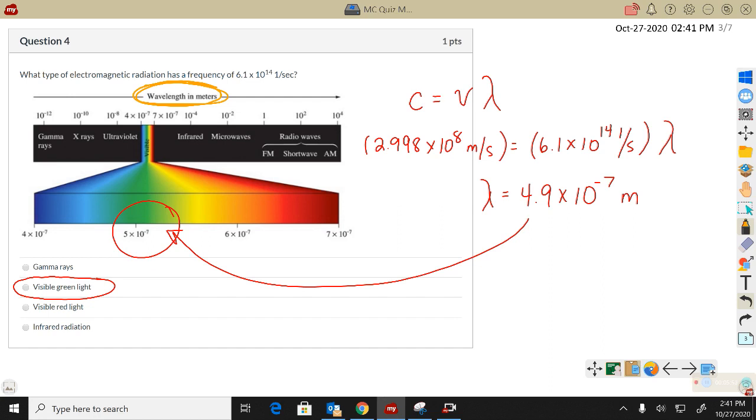Now, with this equation, the unit that you most often have to double check is meters. My speed of light is meters per second, so when I solve for the wavelength, it's going to come out in meters. Or if I were given wavelength and needed to solve for frequency, I need to make sure that my wavelength would be in meters to match the constant, the speed of light in meters per second. See, I get really close to that visible green light, about 5 times 10 to the negative 7th.